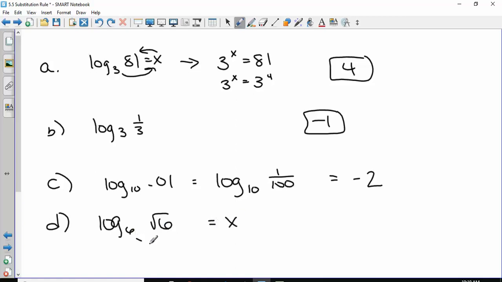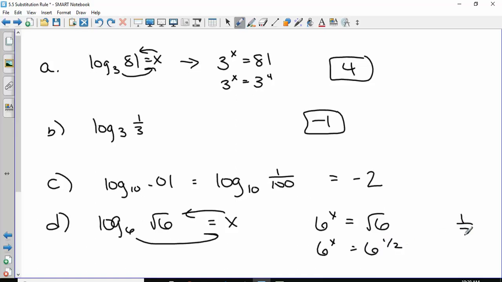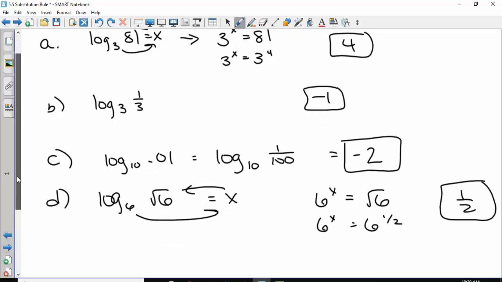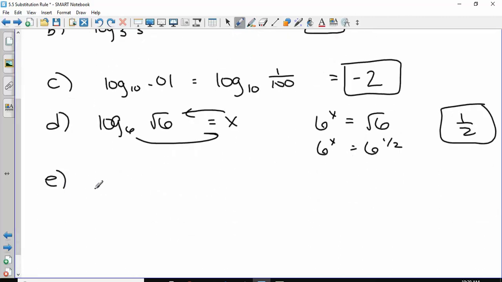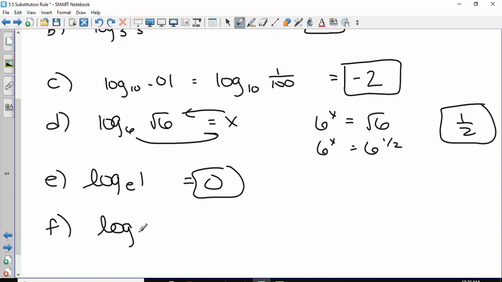Which is 6. If you need to set that equal to x, you could. This is like 6 to the x equals the square root of 6, but we know a square root is just a 1/2 power. So that's 1/2. So you may or may not have shown work on these. E, log base e of 1. E to what power equals 1? 0. Anything to the 0 power is 1.